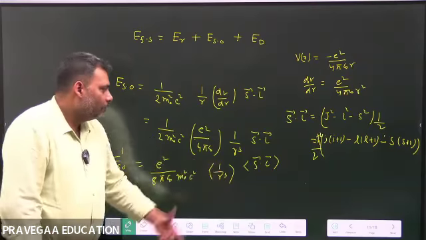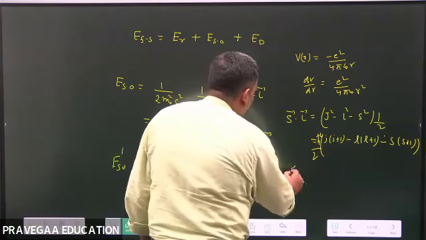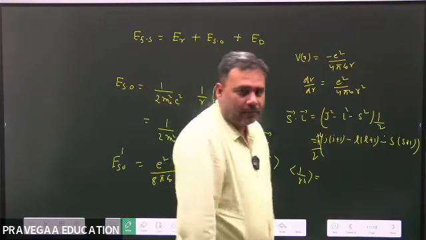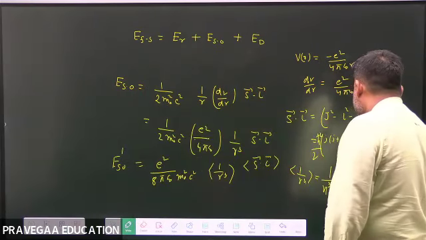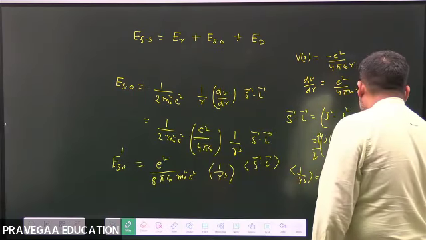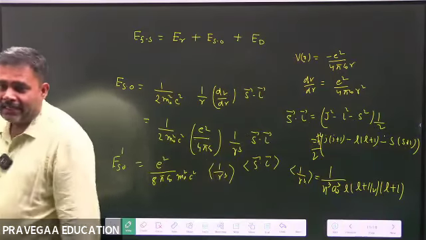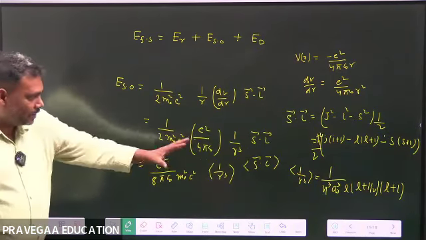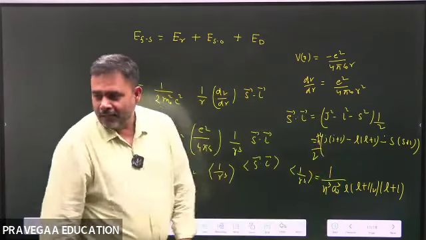The whole thing is what will be the average value of 1 by r cube. We have already done the average value of 1 by r cube for the hydrogen atom. That value is equal to 1 upon n cube a naught cube l into l plus half into l plus 1. This is for psi n l m. So let us go to the next step, and again we will have to write a naught cube in the form of energy.